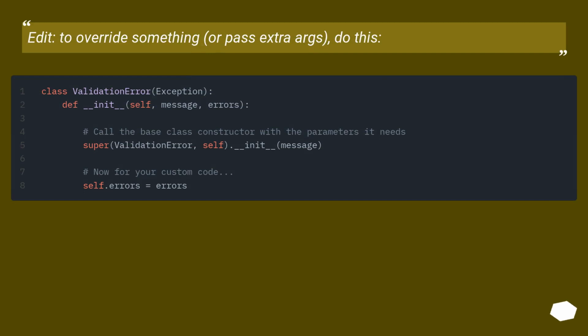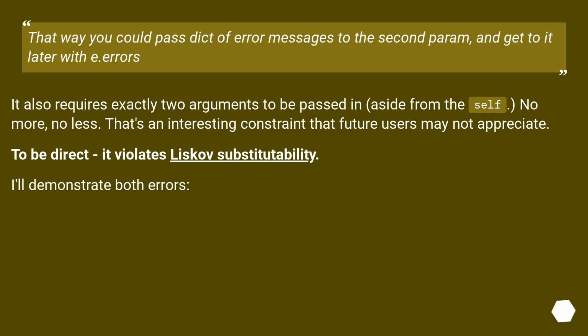Edit, to override something, or pass extra args, do this. That way you could pass dictionary of error messages to the second param, and get to it later with e.errors. It also requires exactly 2 arguments to be passed in, aside from the self, no more, no less. That's an interesting constraint that future users may not appreciate. To be direct, it violates Liskov substitutability. I'll demonstrate both errors.